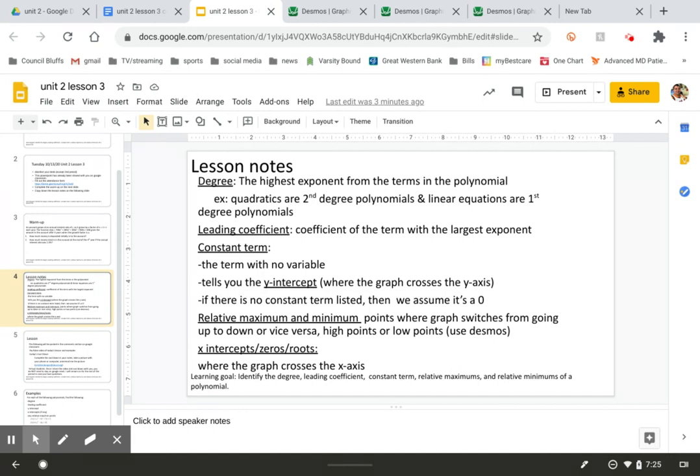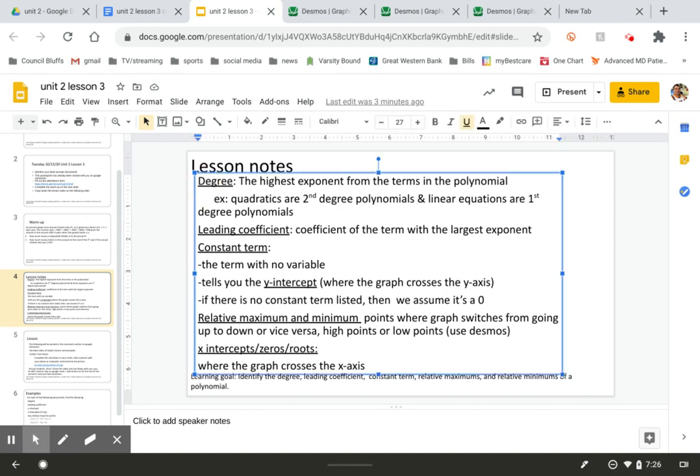Our first important characteristic is the degree of a polynomial. The degree is the highest exponent of all the terms of the polynomial. It is literally just whatever the highest exponent is. So, for example, for a quadratic, the highest exponent is x squared, so we would say that a quadratic is a second degree polynomial. A linear equation, when our highest exponent is x to the power of 1, we would say those are first degree polynomials.